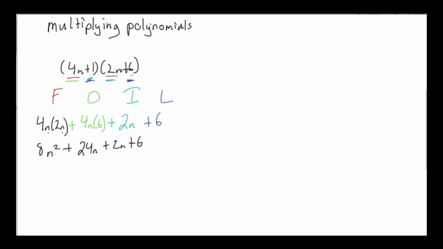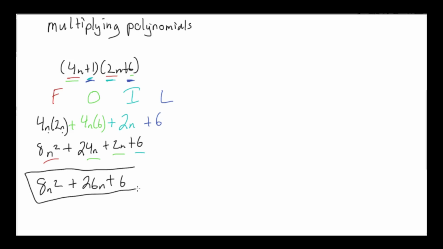And now we can look and say, well, do we have any like terms to combine? We're going to mark all of our n squareds here with red, all of our first power with green, and our constants with this light blue. Well, I have 2 greens, but only 1 red and 1 light blue, so I have nothing to combine here. I'm going to add these two together, 26n plus 6, and that is our final answer. So that's the FOIL method. It only works when you have two terms inside one parenthesis times two terms inside another parenthesis.